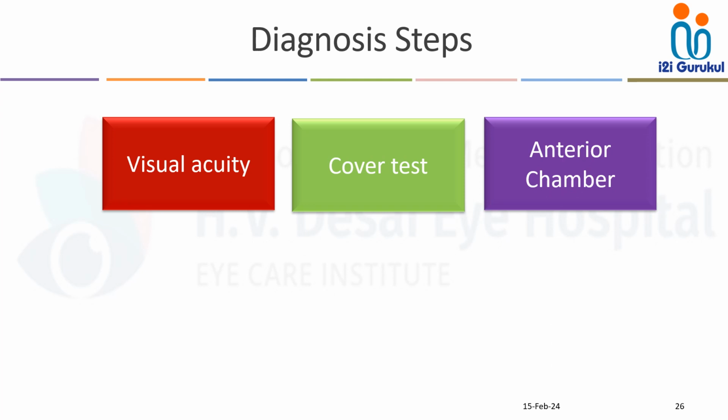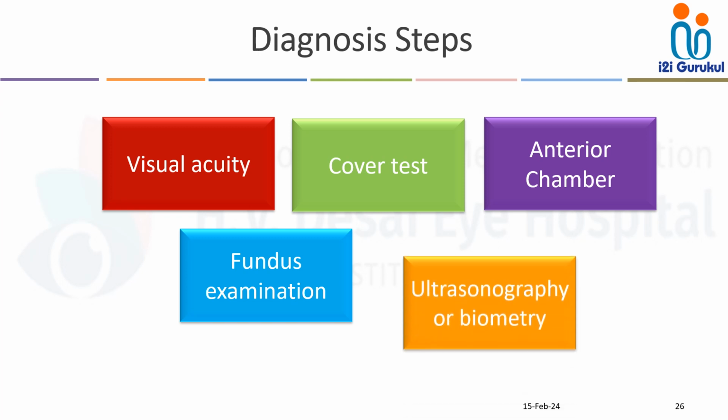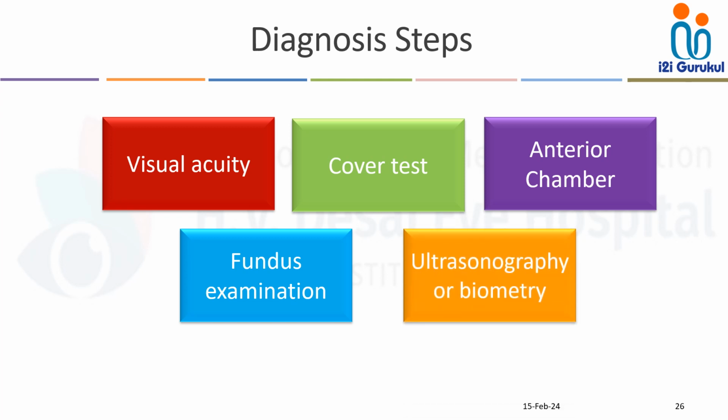And the next one is anterior chamber assessment. The anterior chamber is relatively shallow in high hypermetropia. And then moving towards the fundus examination. In the fundus examination, it shows the size of the optic disc, swelling of the disc, and the causes of the hypermetropia. And the last one is ultrasonography or biometry. A-scan ultrasonography or biometry may show decreased anteroposterior length of the eyeball, that is the axial length. Okay, so these are the diagnostic steps for the hypermetropia.